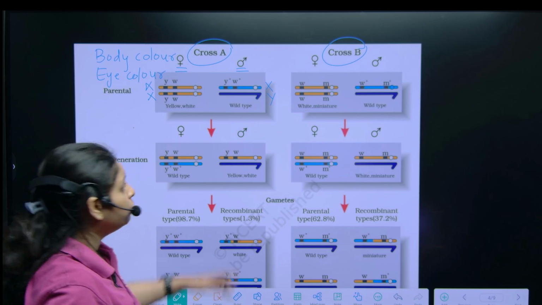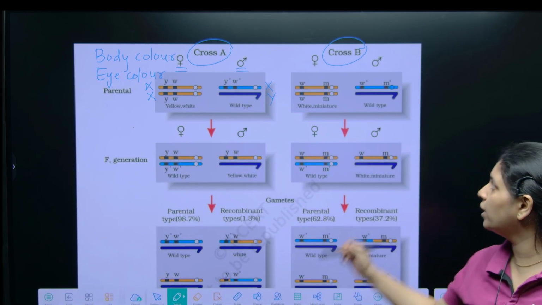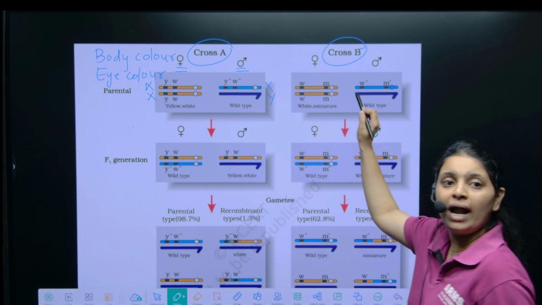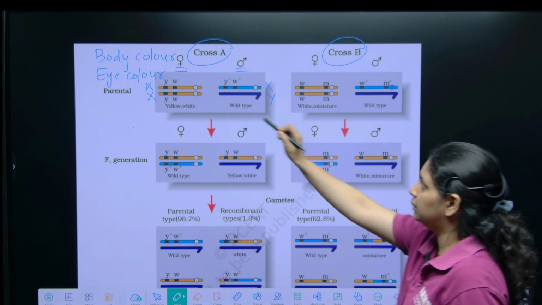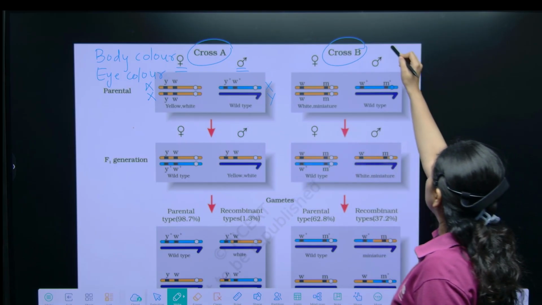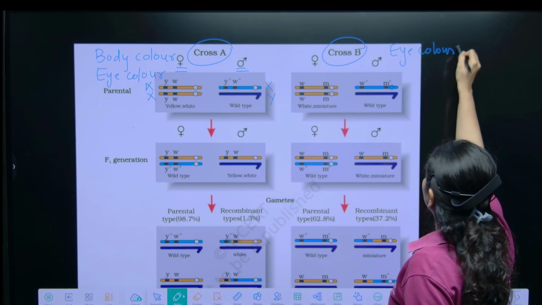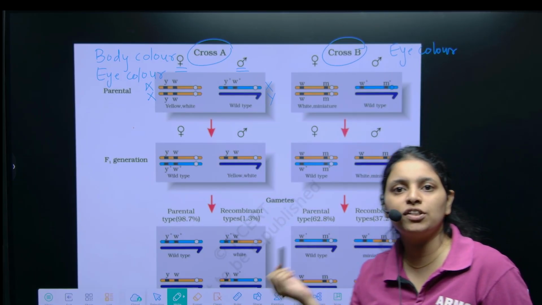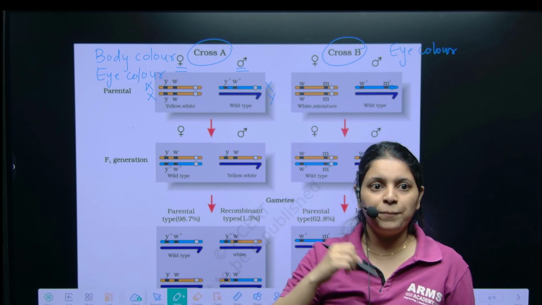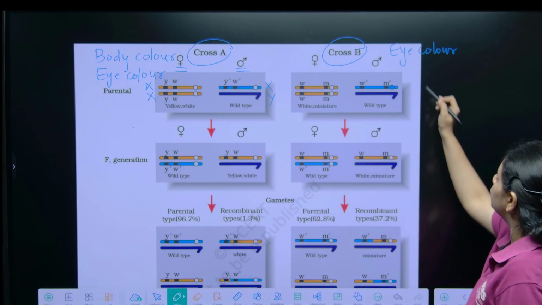Okay. Now look at the second cross. Here, what letters we have mentioned? W and M, right? W is the same W here. So W is eye color, and what is M? M is the miniature size of wing, and the M plus will be normal. So this is wing size.